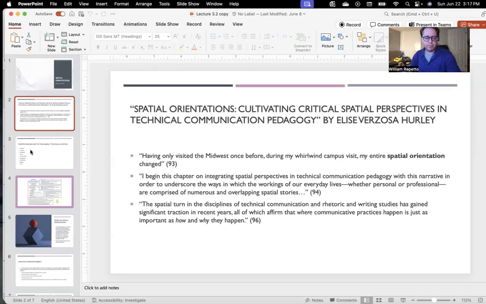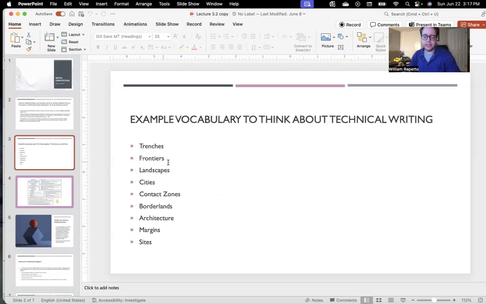And so to go one metaphoric step further, Hurley does give us some examples to think about in terms of technical writing, and I think I added some as well. But here are some ways you can think about technical writing also in a spatial way. You can think about writing as having trenches, frontiers, landscapes, cities, contact zones, borderlands. Writing as having its own architecture.